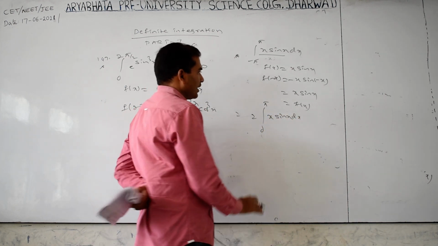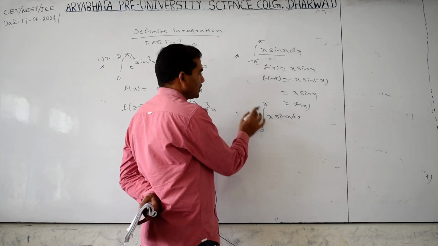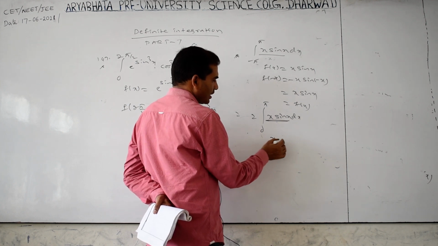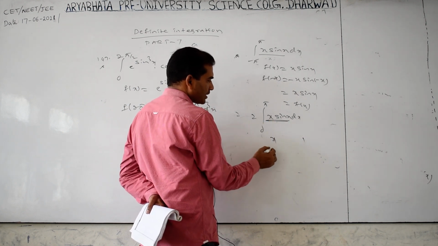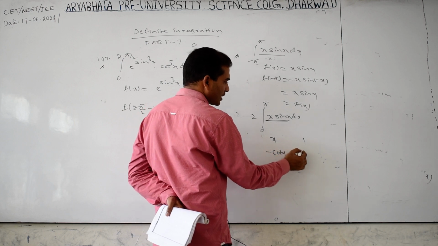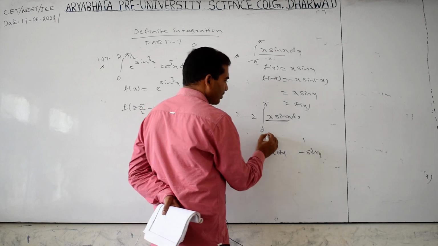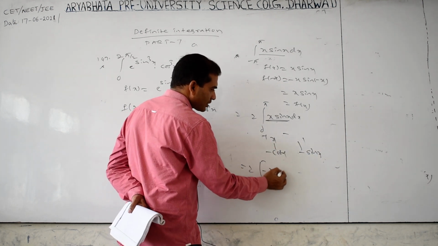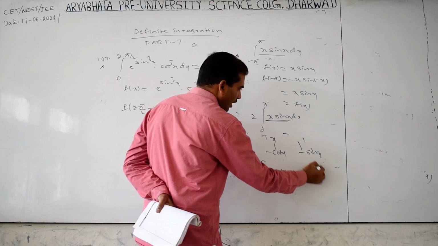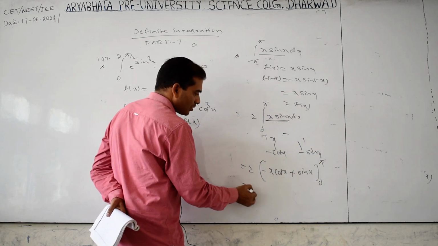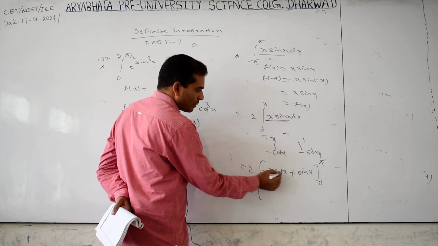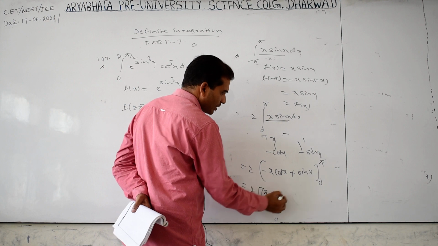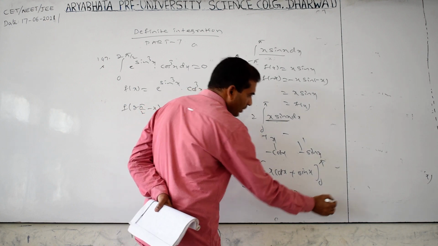Right? Then 2 into integration from 0 to pi, you use integration by parts. x derivative is 1, sin x integration is minus cos x, integration is sin x. Alternate plus and minus signs, multiply this and apply integration. 2 into minus x cos x plus sin x. Apply upper limit minus lower limit. 2 into cos pi is minus 1, pi, so plus pi. Sin pi is 0. Lower limit is 0. So the answer is 2 pi.